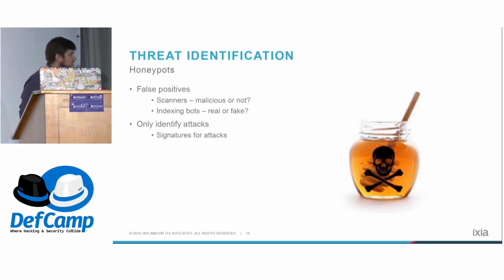In our case, we also have one more issue to consider, and that is false positives. Because internet traffic will consist of a lot of scanners. So do we consider scanners to be malicious or not? Our rating is not, because if they're not actively exploiting a vulnerability and just checking for it, they're not necessarily malicious. You have indexing bots, real or fake. Sometimes you will find the real Googlebot, sometimes you will find someone impersonating it. Again, if it's not doing any active exploitation, we consider it to be non-malicious. We only want to identify attacks, and the best way we found so far is to actually create signatures for those attacks, so more signature work.